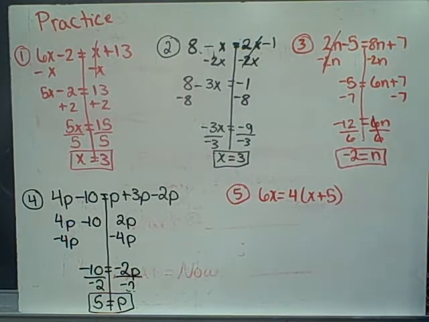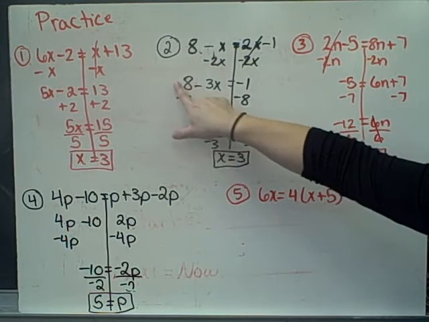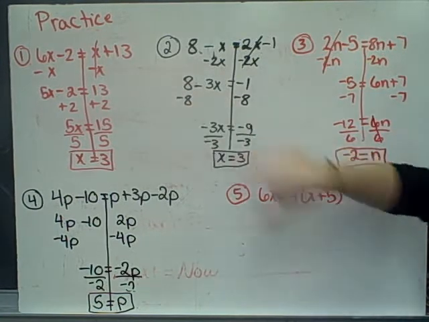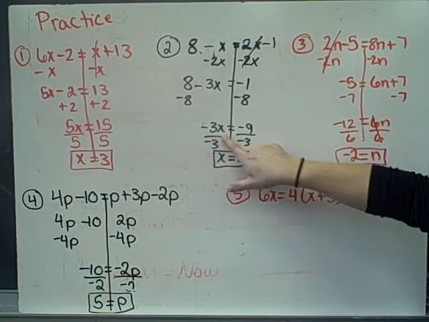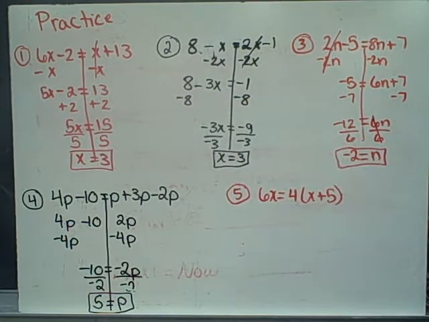Okay? So then I'm going to get my numbers to the other side. To do this, I'm going to subtract 8 because this is a positive 8. Subtract 8 from both sides. So I end up with minus 3x, because that has a minus sign in front of it, equals a negative 9. And then I just divide by a negative 3. So x would equal 3.